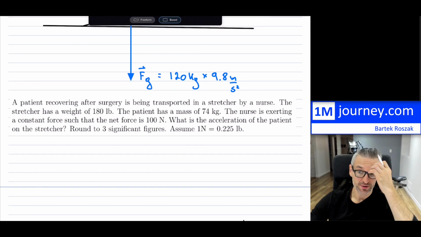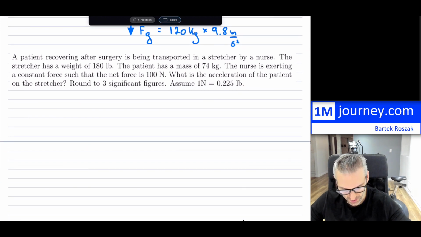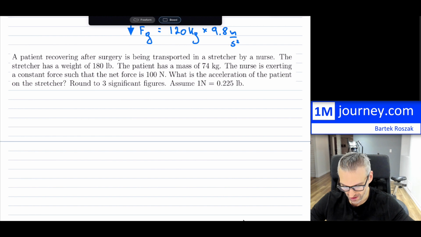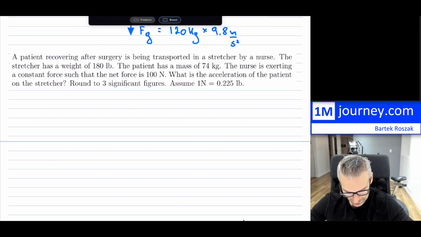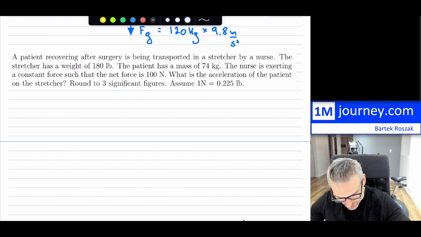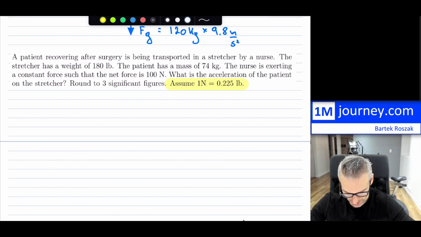Here's the next example that we have. So we have a patient, recovering after surgery, being transported in a stretcher by a nurse. The stretcher has a weight of 180 pounds. The patient has a mass of 74 kilograms. The nurse is exerting a constant force such that the net force is 100 newtons. What is the acceleration of the patient on the stretcher? Round to 3 significant figures here and assume, so this we should know, if you're studying, eventually this should come up in your mind that 1 Newton is 0.225 pounds.